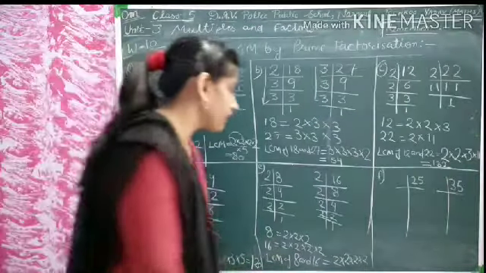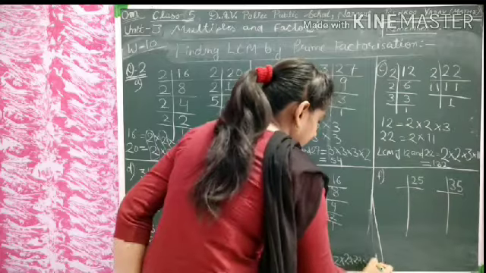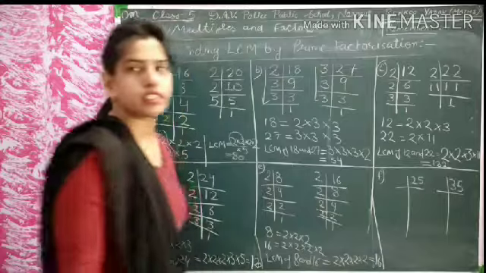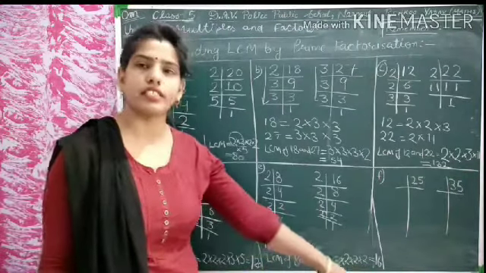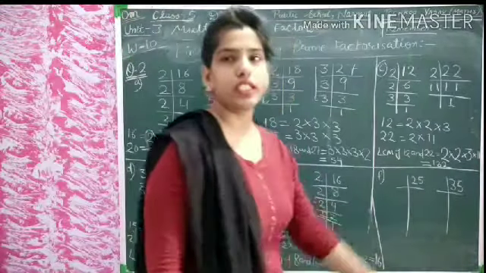So this will be equal to 16 here. 2 twos are 4, 4 twos are 8, 2 eights are 16. The answer is 16 here. LCM of 8 and 16 is 16. Is this clear, students? Now we will go to the next question.